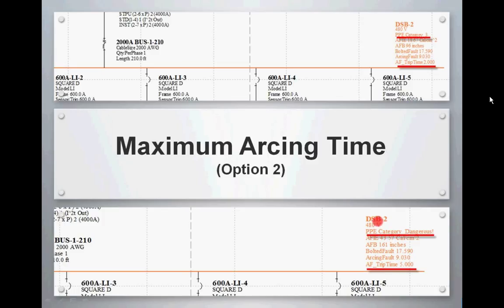So here's the big difference. A very lower category with a very low incident energy, well, kind of low incident energy, and a very high incident energy just by adding 3 more seconds into the equation.